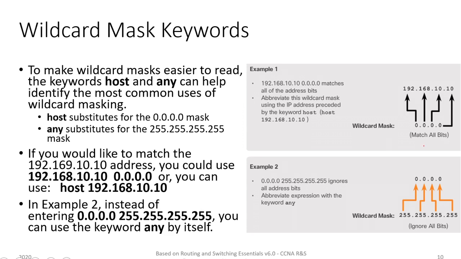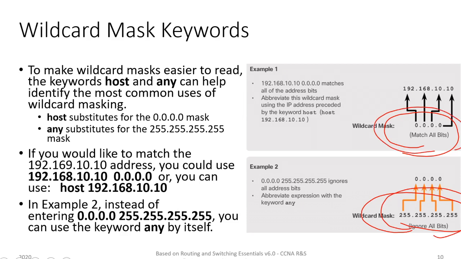If our wildcard mask is 0.0.0.0, it is again the inverse of a subnet mask. In a subnet mask, 255.255 is a single host, whereas in a wildcard mask, 0.0 is a single host and 255 is any host. So it is just again having an inverse of that.